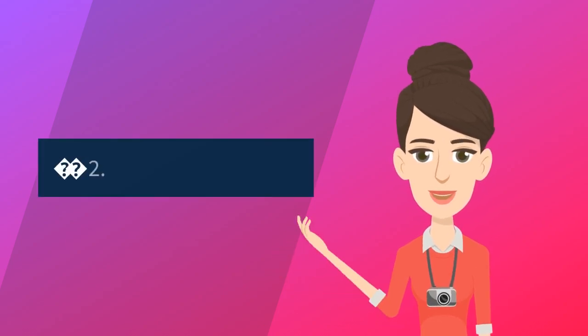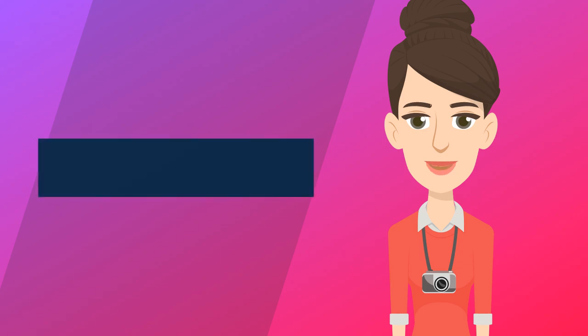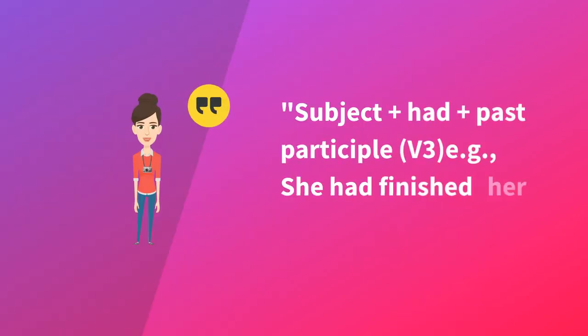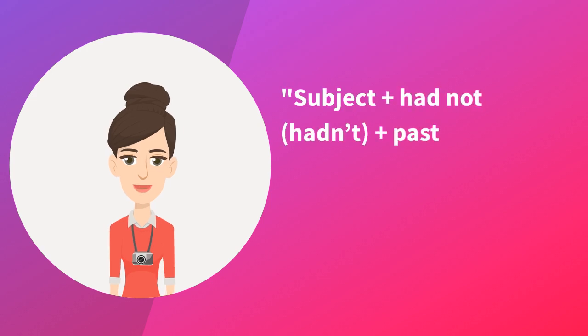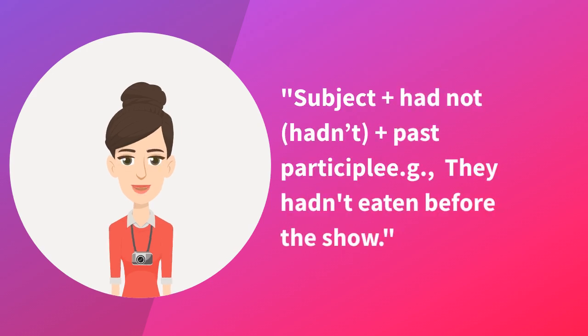2. Structure. Affirmative: Subject plus had plus past participle, V3. For example, she had finished her homework. Negative: Subject plus had not, hadn't, plus past participle. For example, they hadn't eaten before the show.